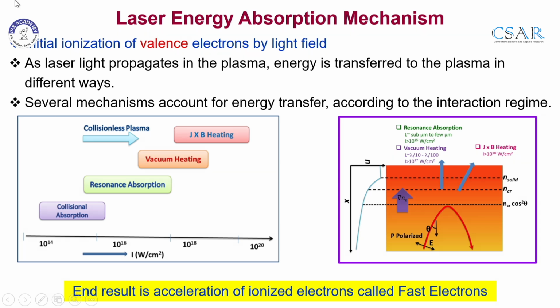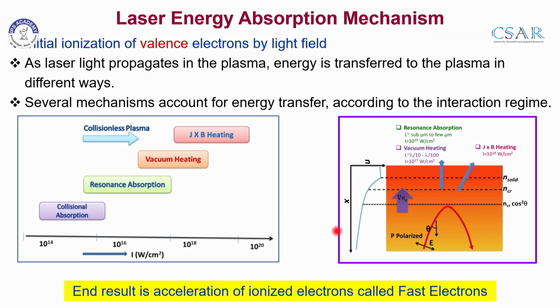Here the electrons which oscillate in the field of the laser get thermalized with the ions and deposit energy. But the efficiency of collisional absorption decreases as the intensity increases. The electron-ion collision frequency decreases, and the absorption is not very efficient through this mechanism. So other mechanisms, which we call the collisionless mechanisms, have been proposed.